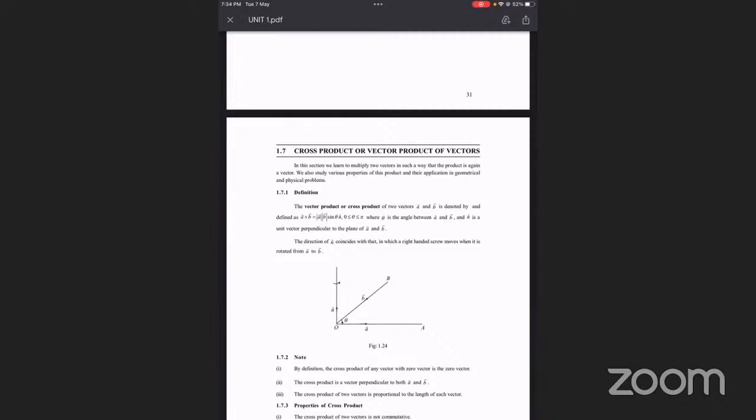It is defined as A cross B equals |A||B| sin theta n cap. For the dot product there is cos theta, here sin theta will be there for the cross product. Theta lies between 0 and pi. Theta is the angle between A and B, and n is a unit vector perpendicular to the plane of A and B. Even in figure 1.2.4, you have the representation of the cross product.